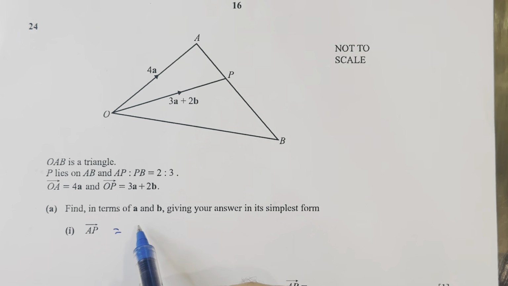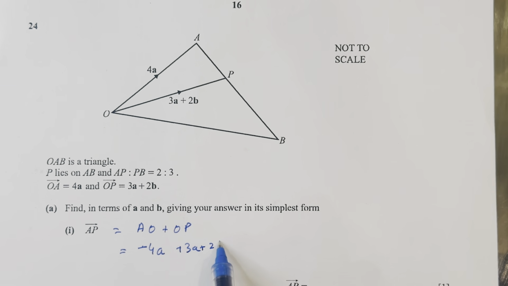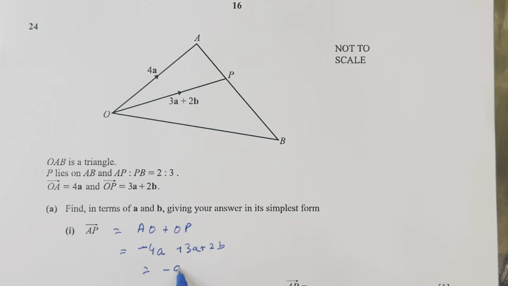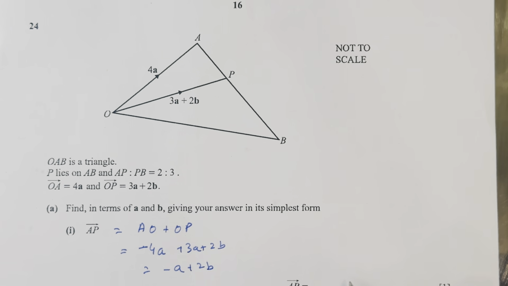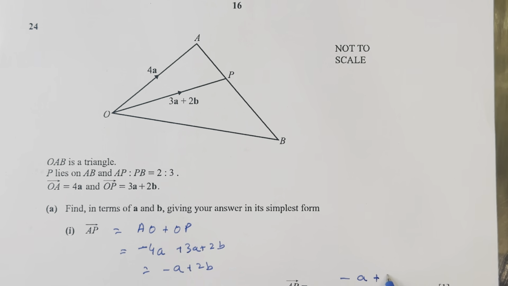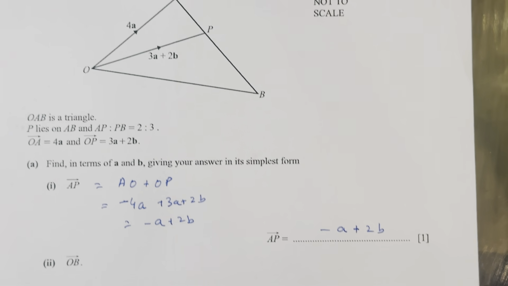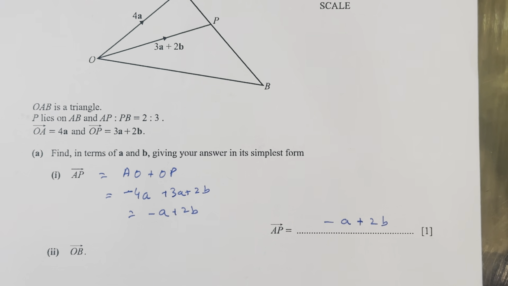AP is equal to AO plus OP. We have the value of OA, so we're going to write minus 4A plus 3A plus 2B. After solving it, the answer will be minus A plus 2B. So this was an easy part. Minus A plus 2B would be our answer. Now we need to calculate OB.